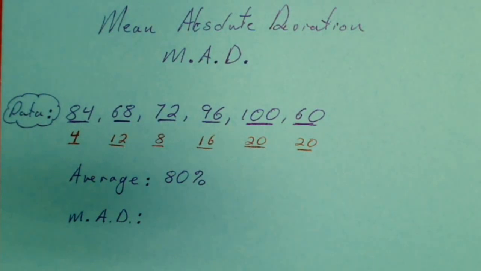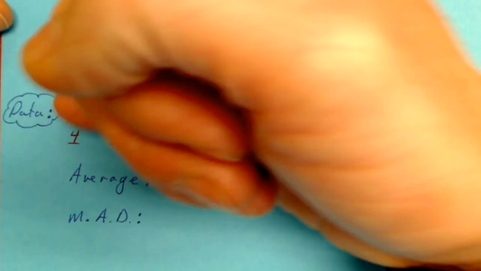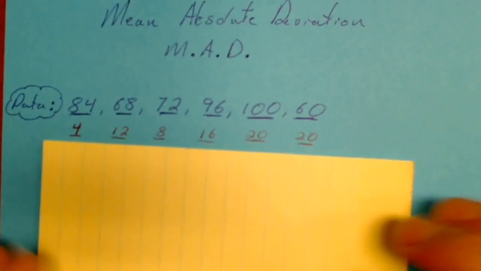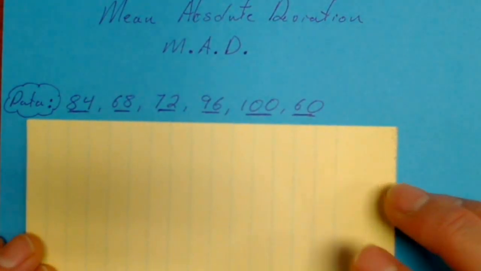So bottom line is this. You're going to be given a set of data. So I've put 6 sets of data up here at the top. We're going to call these test scores. So my data is 84, 68, 72, 96, 100, 60. So in other words, it is just these numbers right there. Those are our test grades.